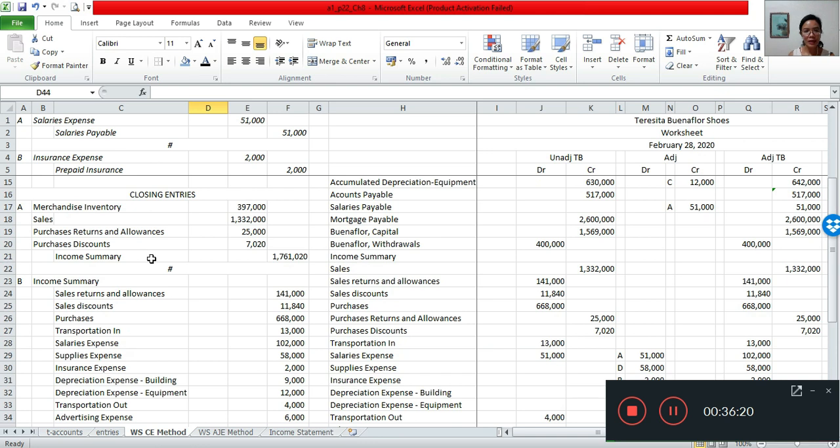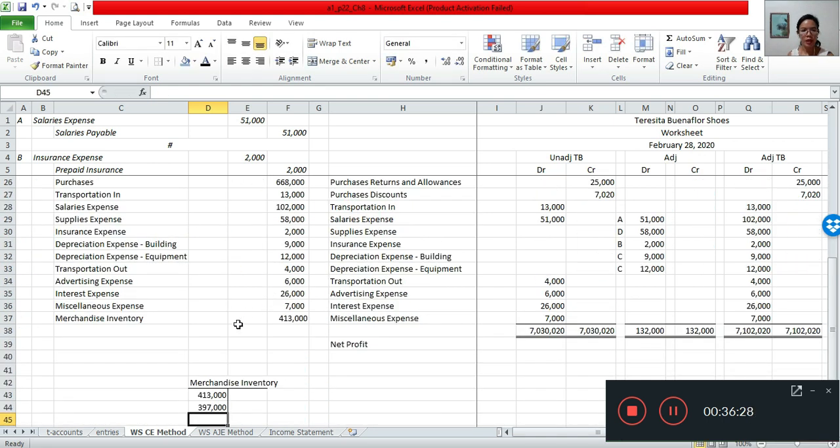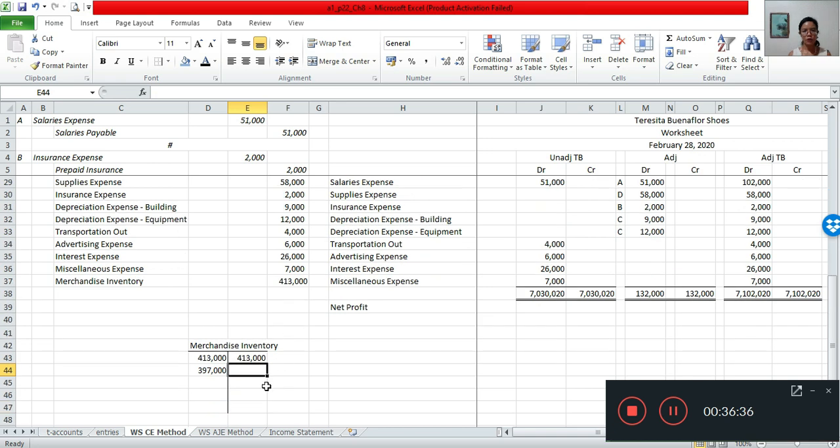But when we made the closing entries, we debited merchandise inventory right about here. So debit merchandise inventory. And then we credited merchandise inventory right about here. So credit merchandise inventory. So if you're going to compute for the balance of merchandise inventory, quite obviously this will already be zeroed out, and the only balance left is 397,000, which is our ending inventory balance. So everything is right with the world now. The T account will then show the correct ending inventory balance.